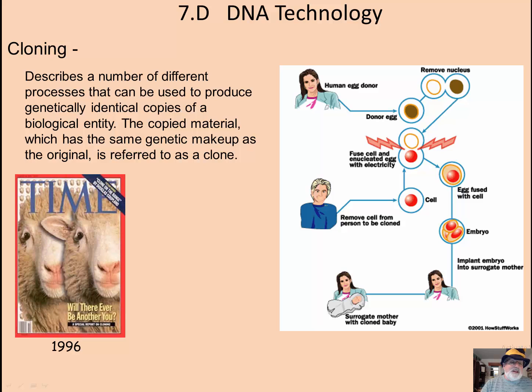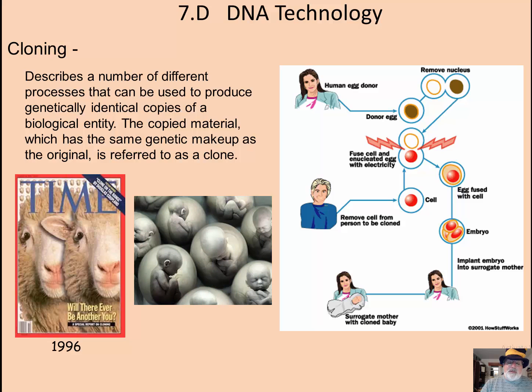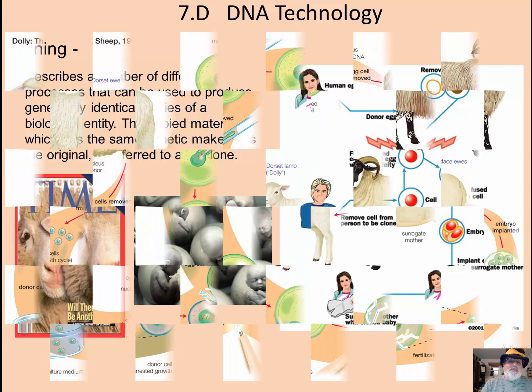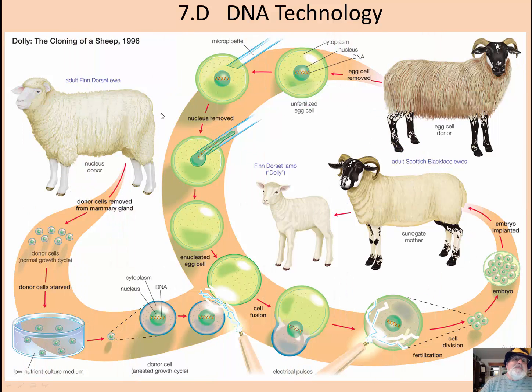In 1996, the world was actually introduced to Dolly. Dolly is a lamb and actually looks very much like the mom. The problem is Dolly died within the first year, so there were some other issues that we were not aware of. But we could do that with basically any kind of critter. Imagine if we did that with you. So this is what we did with Dolly.